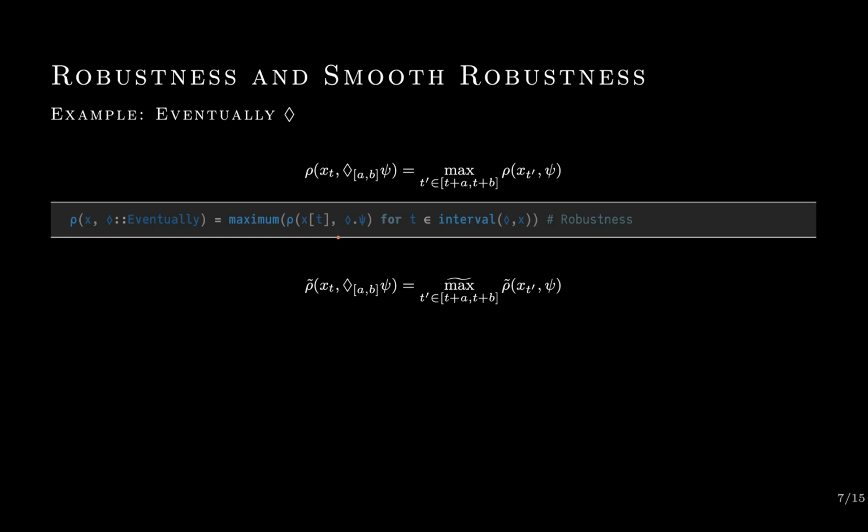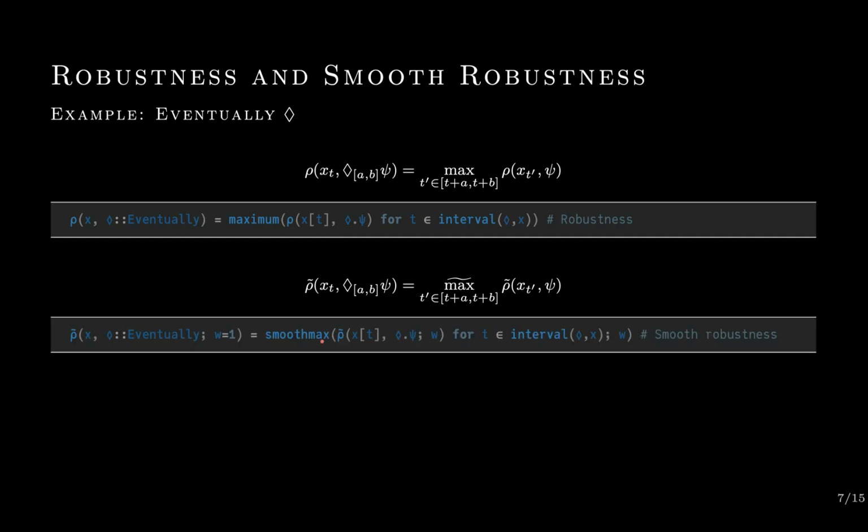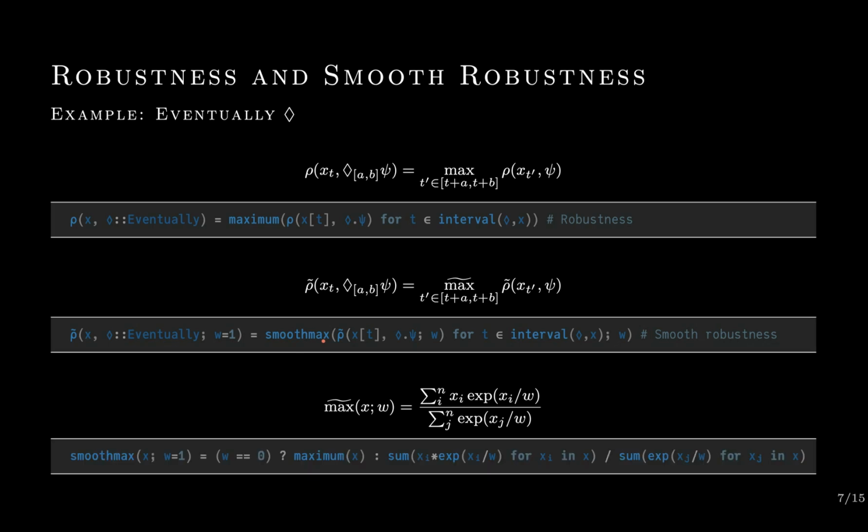We can also define the smooth max, which is the same thing, but now we have this smooth max function, which we define as shown in class here as just, if the weight is 0, then we just return the maximum. So if we want to just go back to the normal maximum, we set a weight or a smoothness value of 0. Otherwise, we use this formula here.